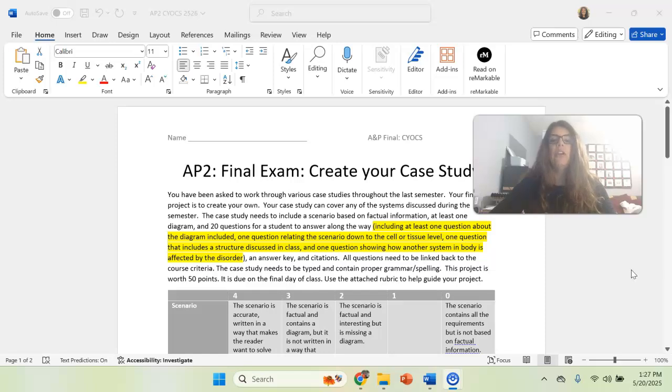The third question involves linking your disease, which is going to cover one of the systems, linking that disorder to another system in the body. So oftentimes, let's say we have a heart issue, that's going to affect another organ or another system of the body. So making a connection about how this disorder actually affects more than one system, the system that you're focusing on, and then how it would affect or play a role in another system as well.